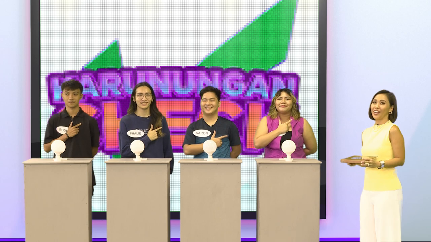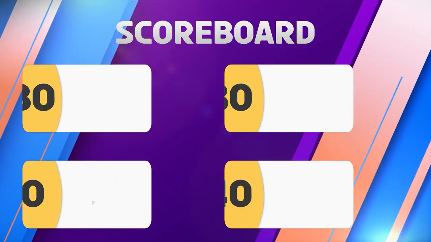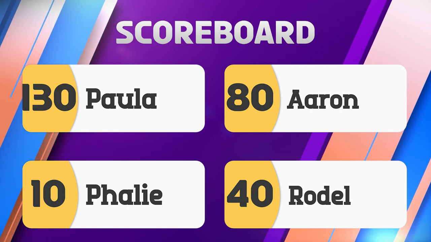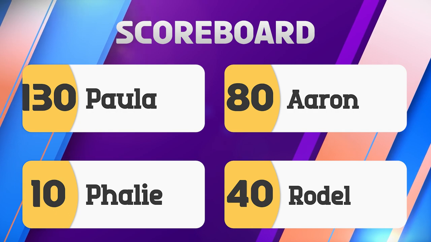And that's the end of our K-Check Pabilisan Round. Points recap muna tayo. Nauna si Paula with 130 points. Kasunod si Aaron with 80 points. Susunod ni Rodel with 40 points. At si Fally has 10 points.